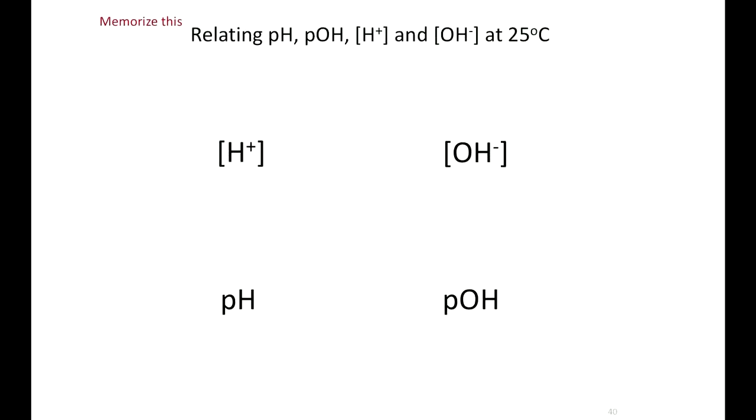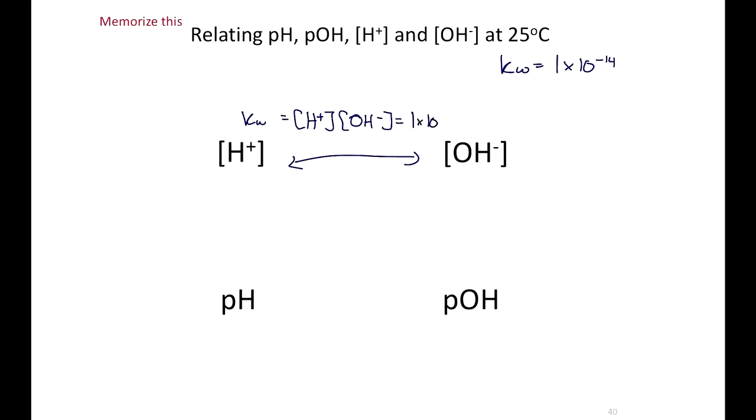So putting it all together, I call this my magic square. It's magic because if you know any one of these corners of this square, you know all of it. Everything is related to one another by either a logarithm or by KW. So remember, at 25 degrees Celsius, KW is 1 times 10 to the negative 14. If you know the H plus concentration, you also know the hydroxide concentration, because these two values multiply to KW, which is equal to 1 times 10 to the negative 14.